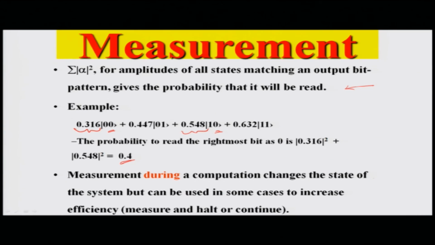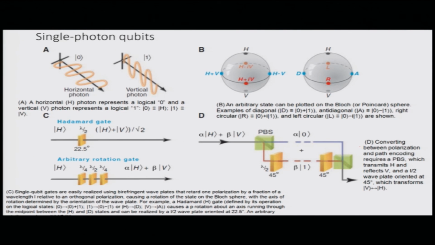So, anyway, measurement during a computation changes the state of the system, but can be used in some cases to increase efficiency, and these are things that we have encountered before also. This is just a way of making sure that we understand that we have entered the realm of doing quantum measurements, as we expected, by using simple linear optical schemes. And in the later parts of this week, we will be formalizing this a lot more.